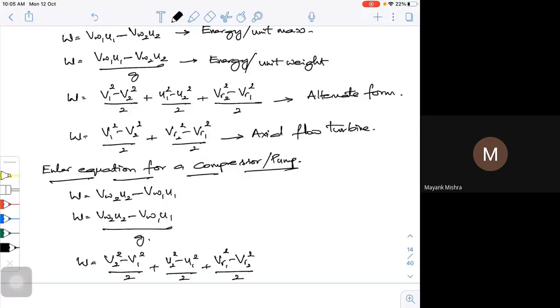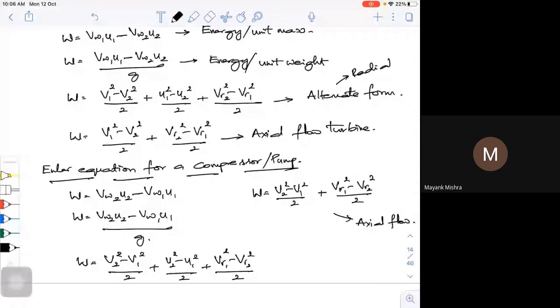Here also, if I have an axial flow compressor, in that case I can write it as V2 square minus V1 square by 2 plus VR1 square minus VR2 square by 2. This is for an axial flow compressor or a pump. So I can write all these equations. This alternate form is for radial machines. And if it is an axial flow machine, your U1 and U2 are equal, so the U terms vanish.